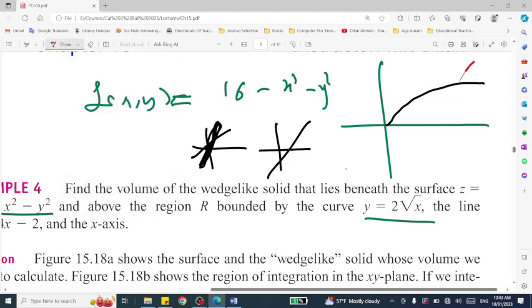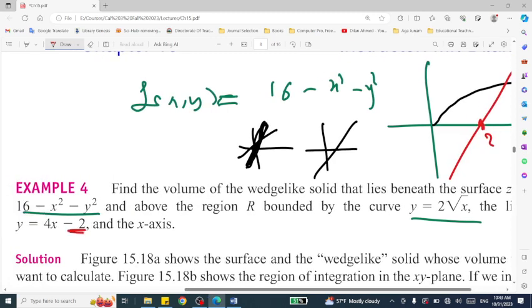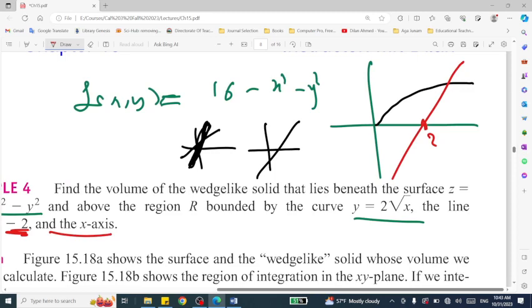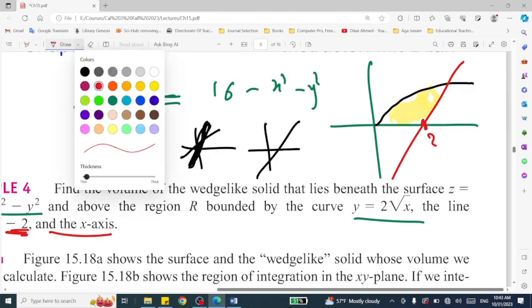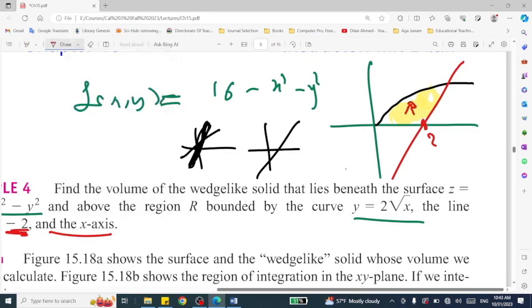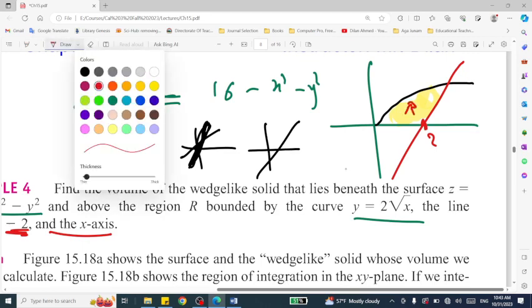So here, 4x minus 2, minus 2 shift to the right, plus 2 shift to the left, calculus chapter 1. Clear? Shall I repeat it? Good, and the x-axis. Okay, so where is my region? Here's my R, am I right? Here's our region.